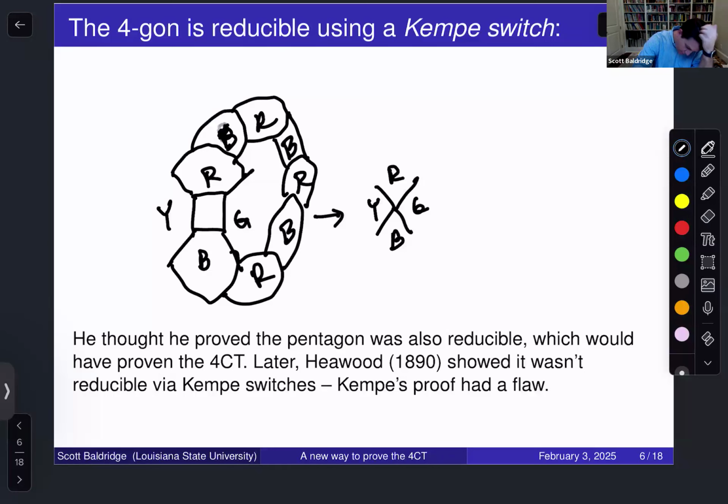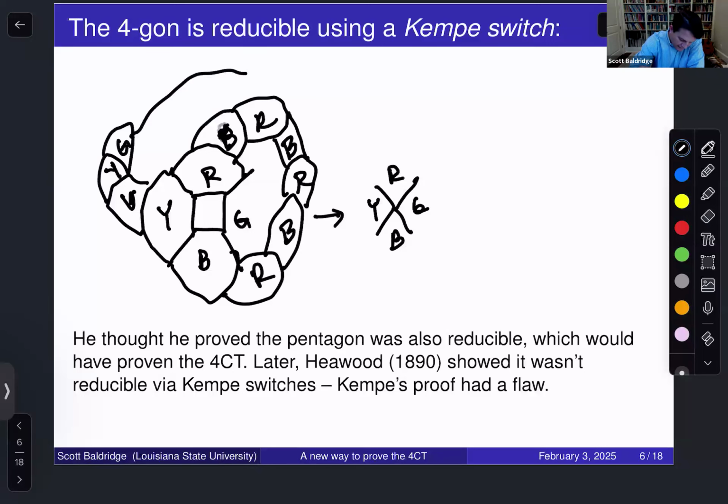But now you have something new, which is the yellow and the green have to be separated from each other. Which means that when you do a yellow-green, it can't puncture into this area. In other words, they have to keep separated. And now you can do a Kemp switch on the yellow-green and get the answer.